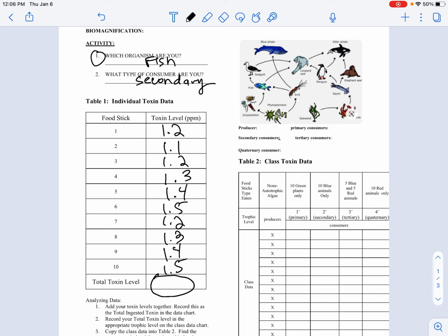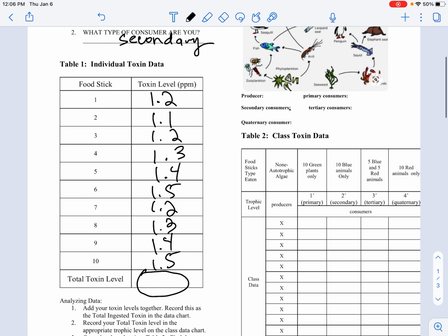So, Brian, you are done, right? What kind of consumer were you, Brian? Secondary consumer. Okay, so he ate blue. What was your total toxin level? 12.2. So Ms. Fine's going to write it into the chart. You guys go ahead and write it into the chart as well. Can you unzoom just a little bit, Ms. Fine, so they can see? Yeah. So you're going to do it in the secondary column. Everybody write in what Brian's data was. We're going to take the whole class's data.